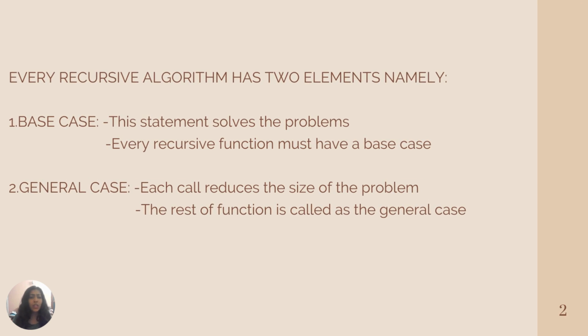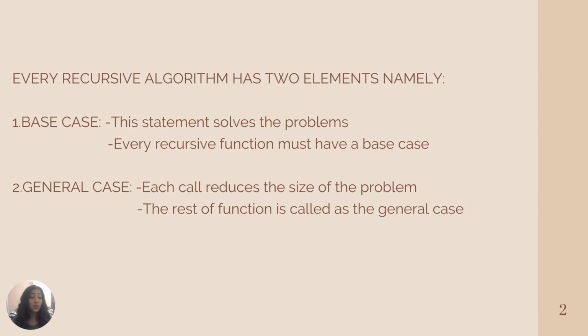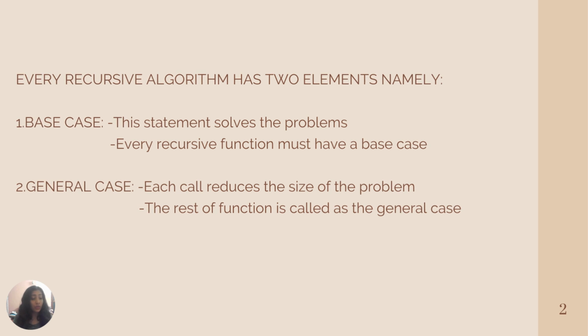Now, every recursive algorithm has two elements, namely, firstly, the base case, and second, the general case. Base case is basically the statement that solves the problem. Every recursive function must have a base case, and each call reduces the size of the problem. Rest of the function is called general case.